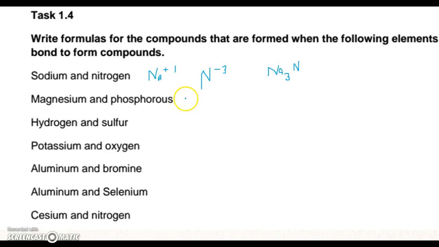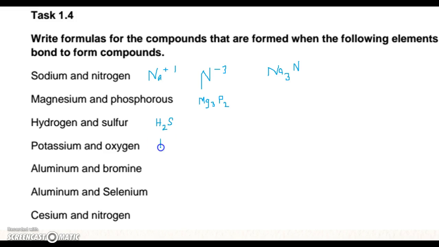Other examples, we'd have Mg. Mg has a charge of plus 2. Phosphorus has a charge of minus 3. So after you crisscross those charges, you're going to get Mg3P2. Hydrogen and sulfur. Hydrogen has a charge of plus 1. Sulfur has a charge of negative 2. So crisscross those charges, H2S.